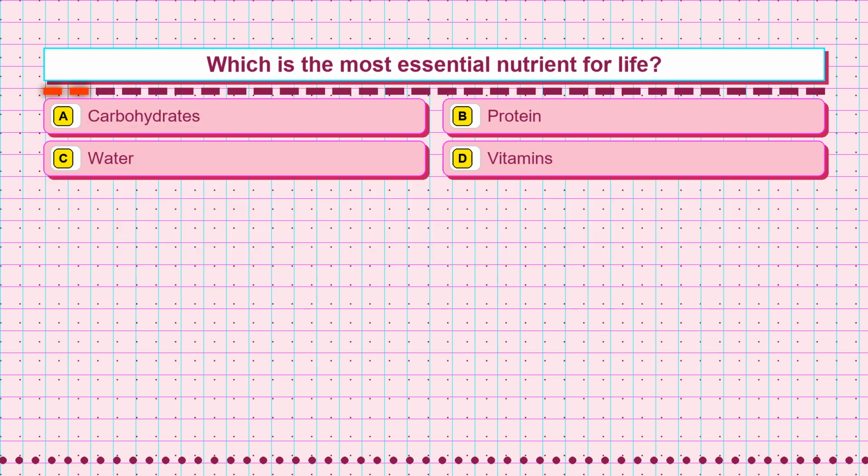Question 62. Which is the most essential nutrient for life? Option A. Carbohydrates. Option B. Protein. Option C. Water. Option D. Vitamins.